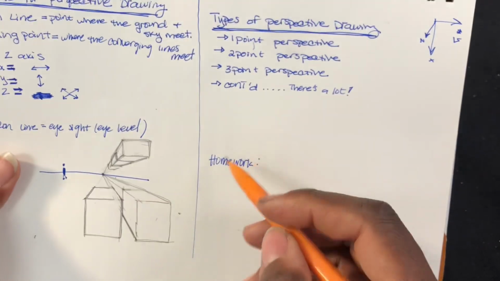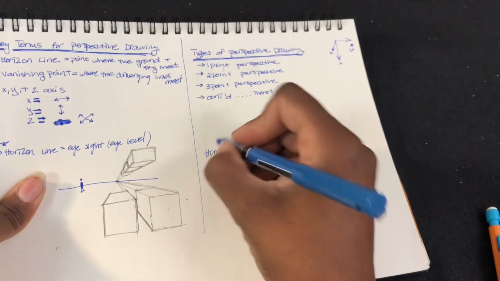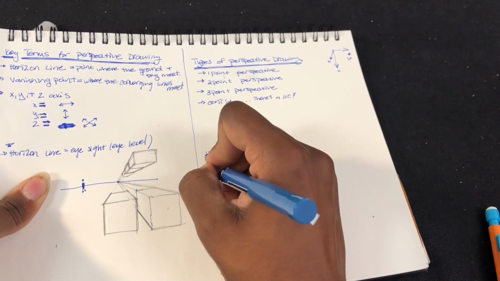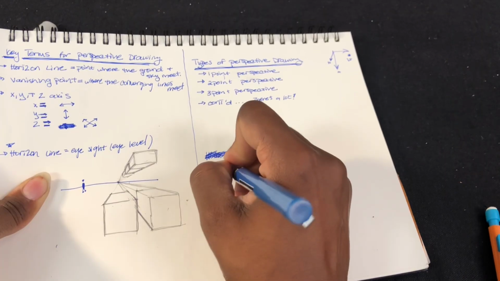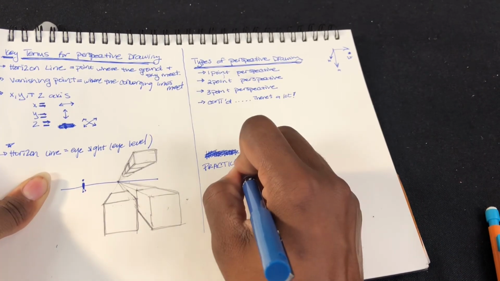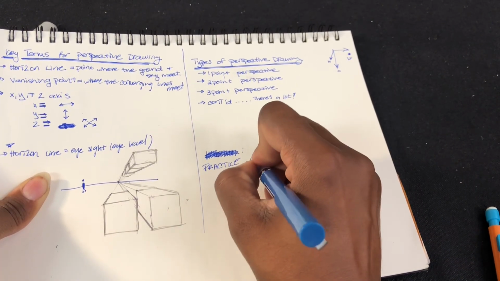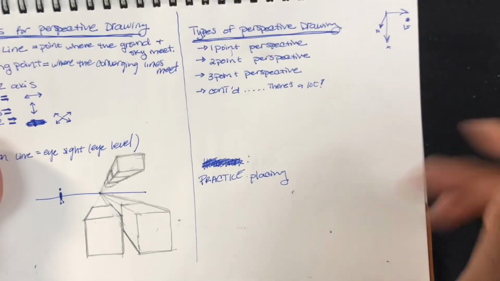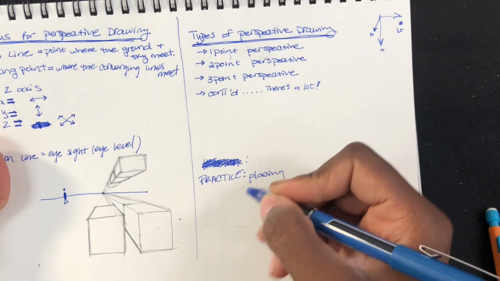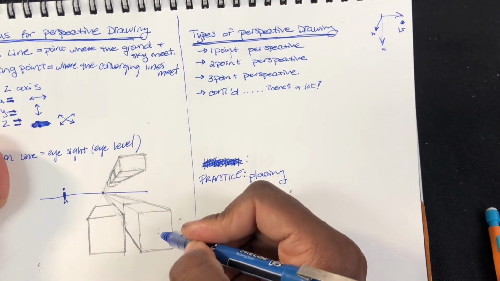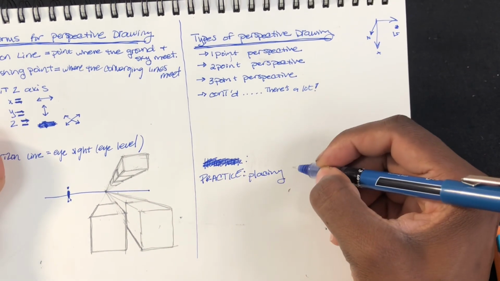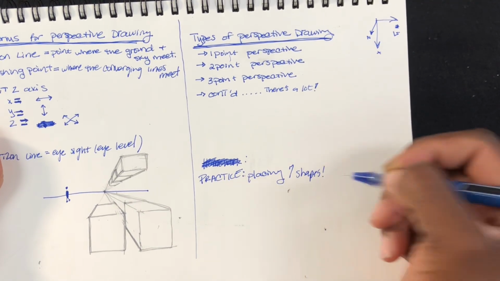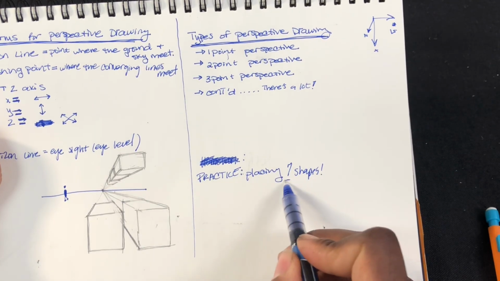Now, for our homework, it's really just practice. We're not going to say homework. Nobody likes homework. Practice sounds a lot better. Let's try practice placing. What if we practice placing? Right now we have 1, 2, 3, 4, 5. What if we did 7? Yeah, practice doing 7 shapes.